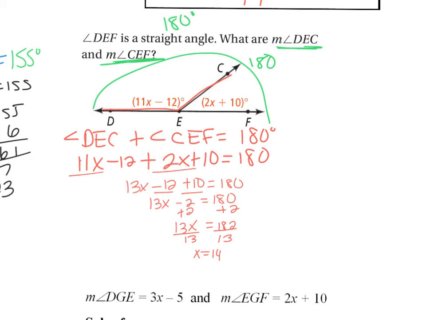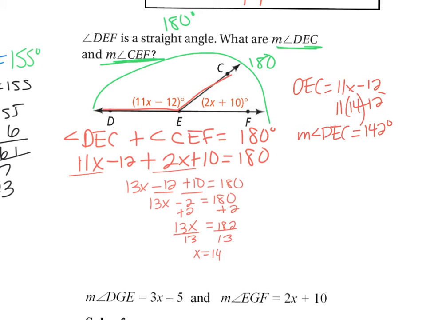So now we've got to plug it in. So let's do DEC. DEC is 11x minus 12, so it'd be 11 times 14 minus 12. So the measure of angle DEC is going to be, stick that in your calculator, and you get 142 degrees.